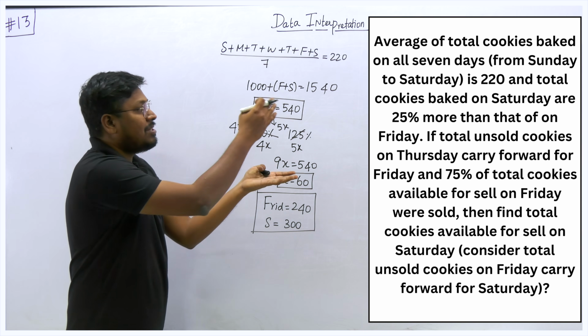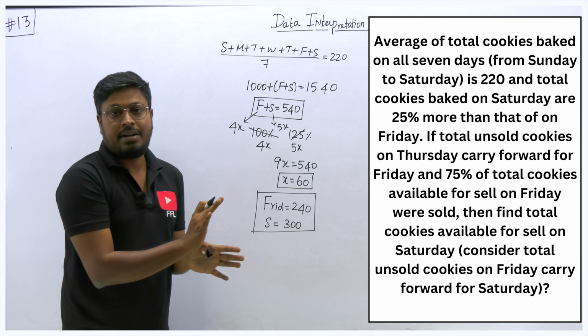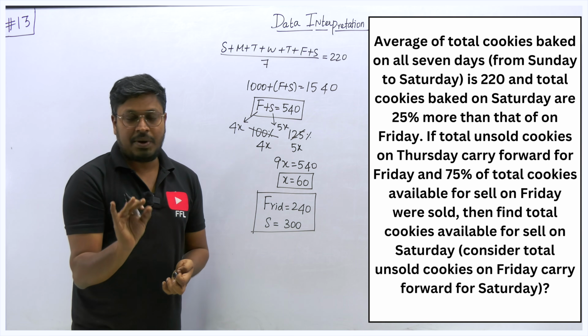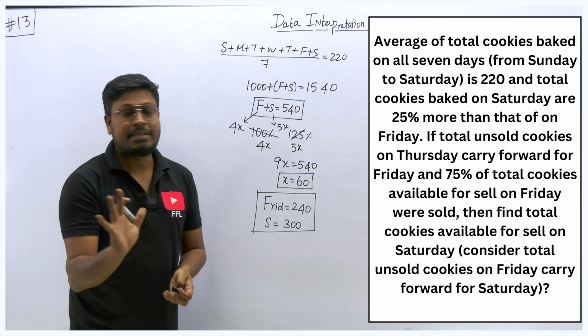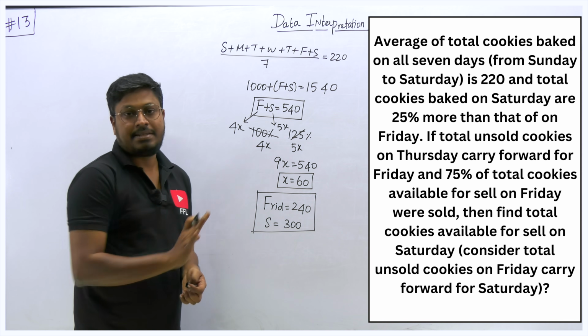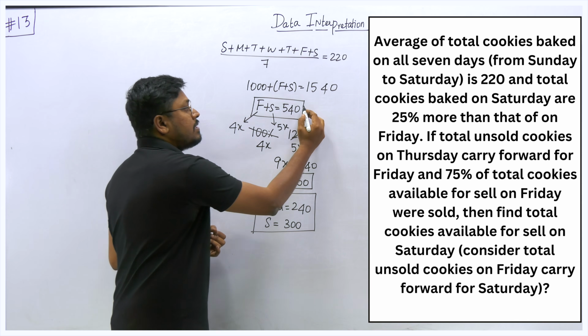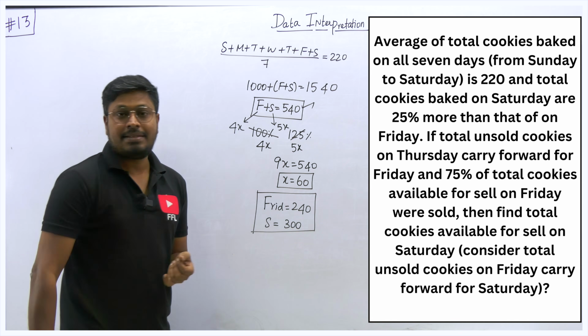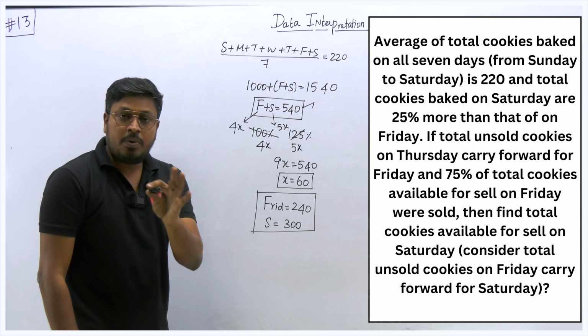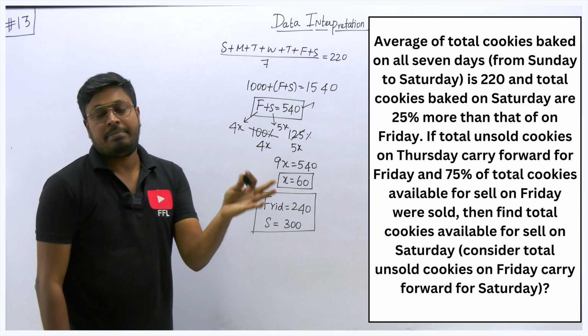Just see, the question looks lengthy and it seems to be difficult, but when you know the basic concepts, if you are strong on the basics, easily you can solve it step by step. Initially, by using an average, we found the total number of cookies baked on Friday and Saturday, which is 540. Out of 540, Saturday is 25% more.